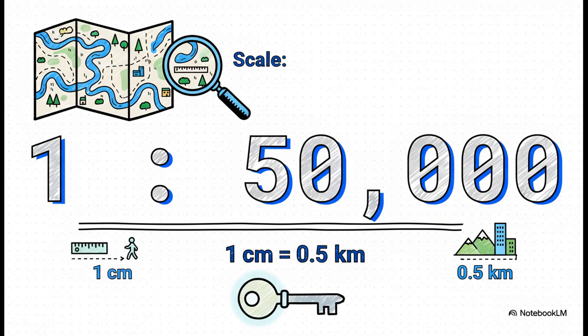Or what about a map? You know that scale you see in the corner, 1 to 50,000? That's just a massive ratio. It means that 1 centimeter on the piece of paper represents 50,000 centimeters in the real world. You do a quick conversion and you realize, wow, 1 centimeter on this map is equal to half a kilometer in reality. Ratios are literally the key to unlocking the real world from a flat piece of paper.